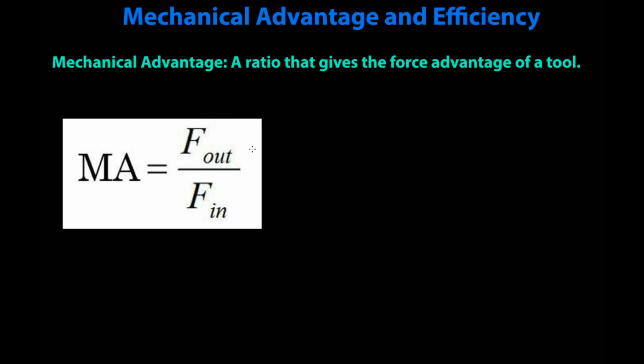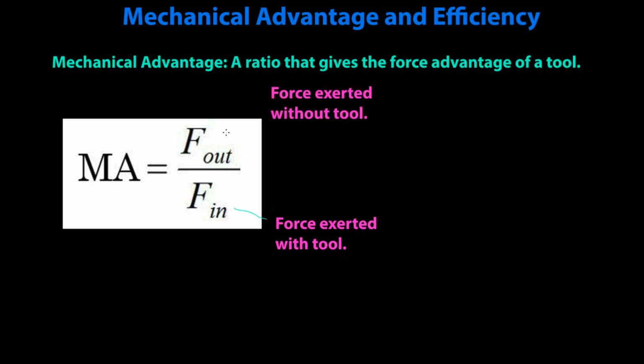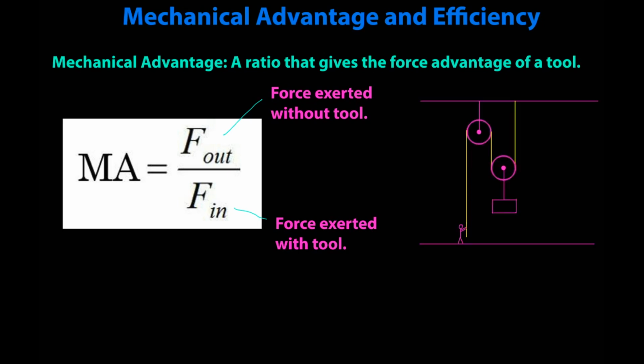But since these two things sound very similar, people often forget what they are. So let's take a moment and actually define them. To start out, the force in is the force you exert with the tool, and force out is the force you would need to exert without the tool. To give you an example of what I'm talking about, let's pull up a pulley system.